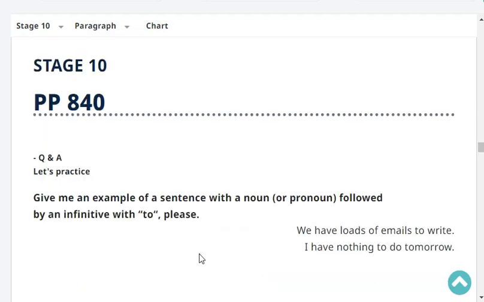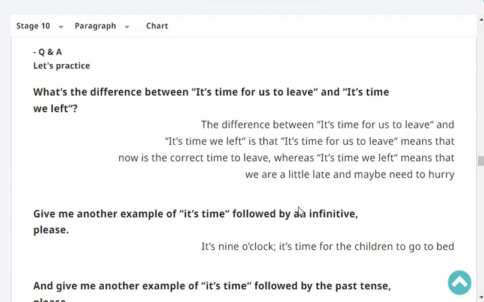Okay. Give me an example of a sentence with a noun or pronoun followed by an infinitive with to, please. We have loads of emails to write. I have nothing to do tomorrow. Very good.